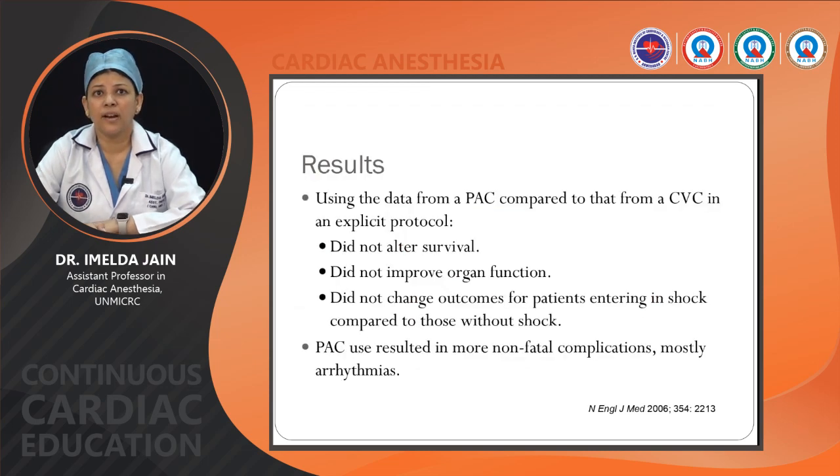The results of this study were that using the data from pulmonary artery catheters compared to that from the central venous catheter did not alter the survival of the patients, did not improve the organ function, and did not change the outcome for patients who entered into shock as compared to those without shock. They also concluded that the use of pulmonary artery catheters resulted in more fatal complications, mostly arrhythmias in the patients.